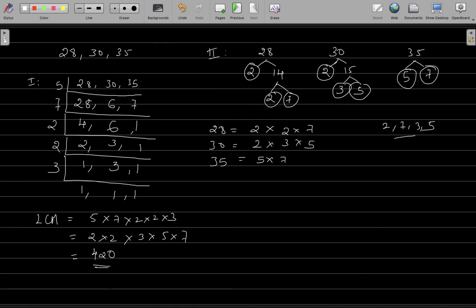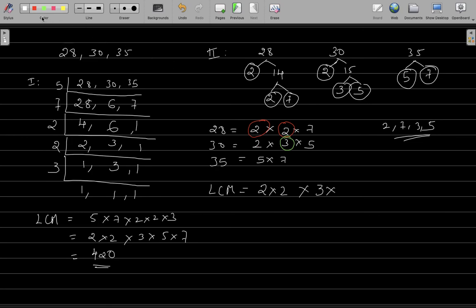Let me now check the highest power for each of these prime numbers. So I can write LCM as, first let me start with 2. 2 is repeated twice here. In this case it's only once, in this case you don't have 2, right? So for 2 it is 2 times 2 because this is repeated twice. Let me start with 3. 3 appears only once, right? So we're going to write 3 once.